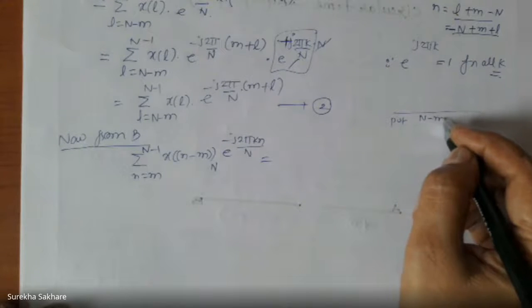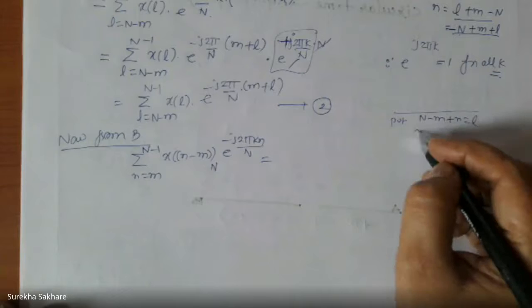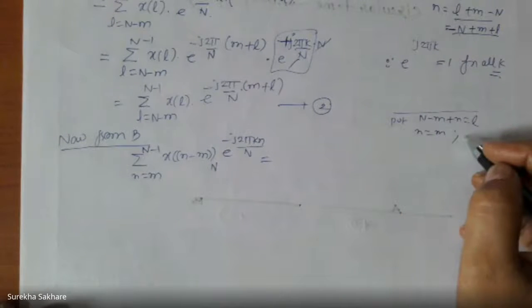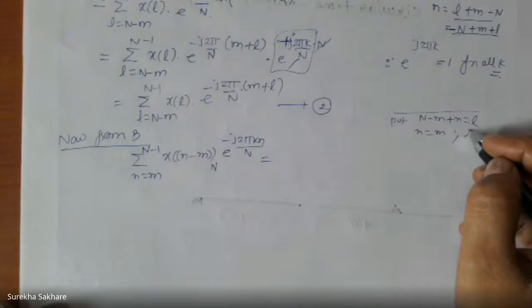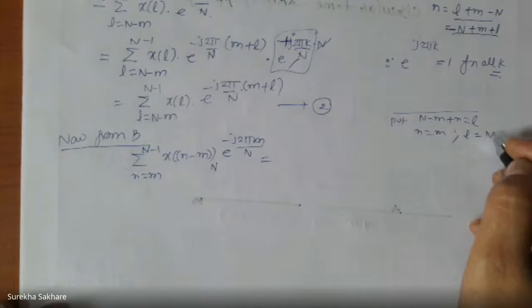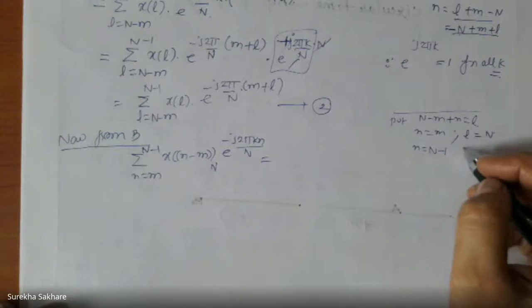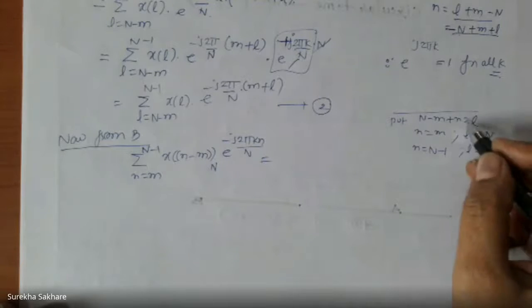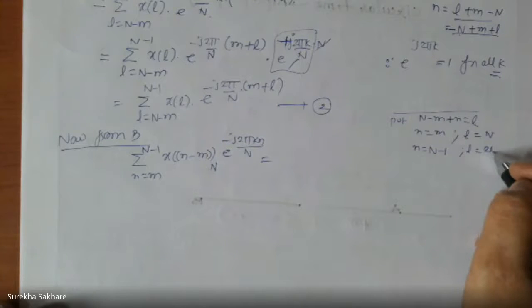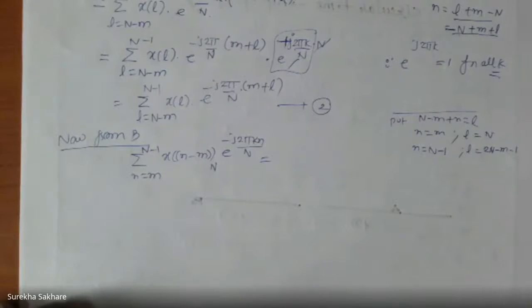So when n is equal to m, what will happen to this limit? L is equal to N. And when n is equal to N minus 1, L will be 2N minus m minus 1, which can be taken as N minus m minus 1 because it is periodic.